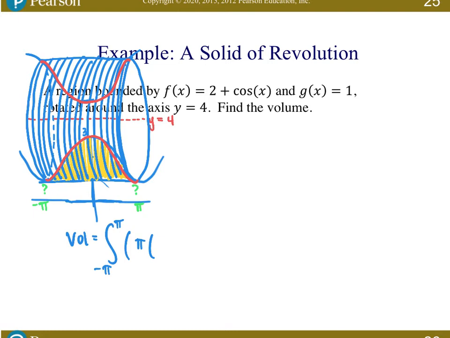Okay, well, which equation is farther away from the axis of rotation? Which one is forming the outside solid part? That would be the line g equals 1. So I'll have 1 minus the axis of rotation, quantity squared. Now don't worry that that's going to be negative, because the square will take care of it, right? 1 minus 4 is negative 3, and the square will take care of that. Minus pi times, and then of course the interior would be 2 plus cosine of x, that quantity squared, that whole thing dx.